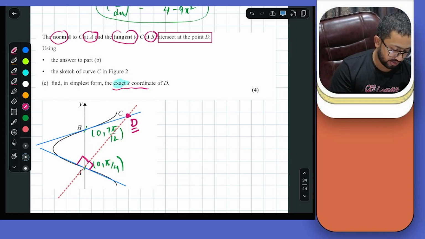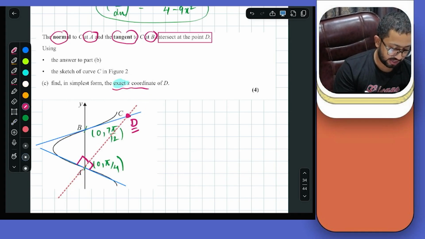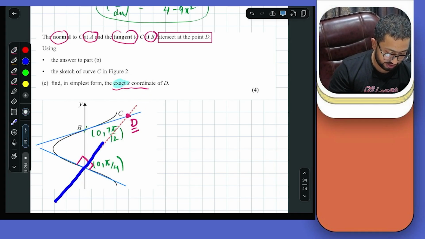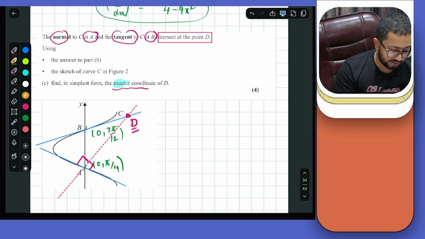Perfect. So I want to get the equation of this tangent line and I want to get the equation of this normal line. So let's start. Let's find out first the equation of the normal line. Everyone knows from P2 how to figure out the equation of a normal line.